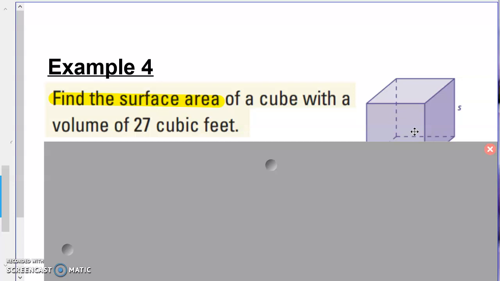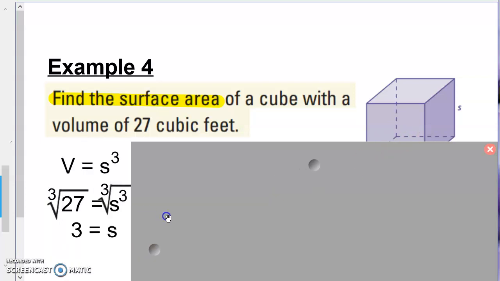If you think about a rectangular prism, it was length times width times height, but in this case, all three of those measures are the exact same. So that means the volume would be s cubed. Well, if I want to solve for what s is when I know that the volume is 27, I just have to find the cube root of both sides, and that means that my side measure has to be 3.